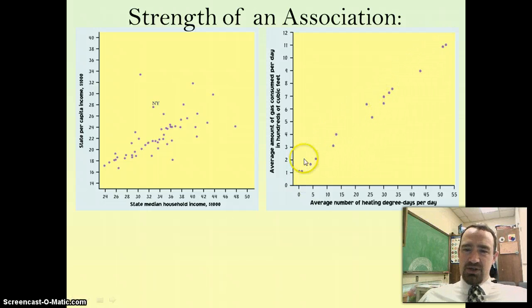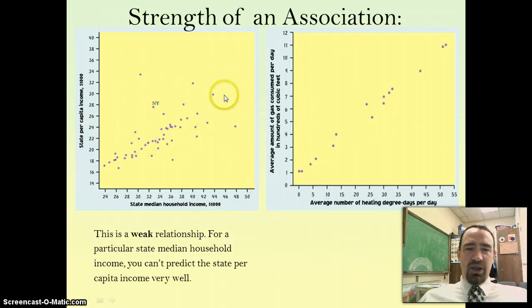My ellipse that I draw around it would be so much thinner. Everything is very close to a straight line through this. Whereas here I'd have to have a much fatter ellipse. Even though it's pretty clear a straight line could go through it, it's a lot wider. And so we see this as a weak relationship. What's the relationship? Median household income, the person with the middle household income in a house, is not that closely related to per capita income, so the average income per person in the States.